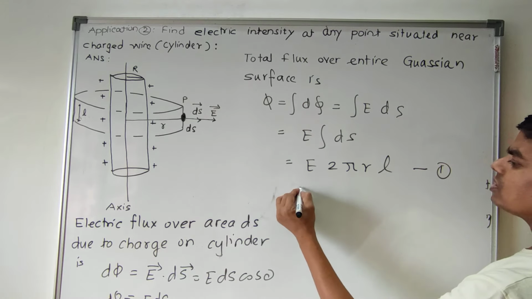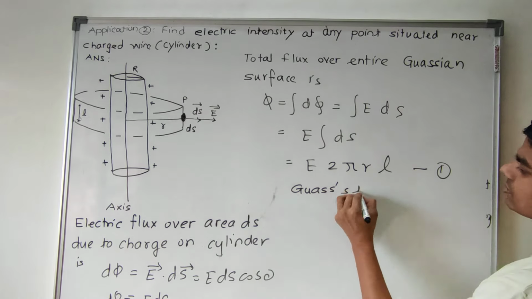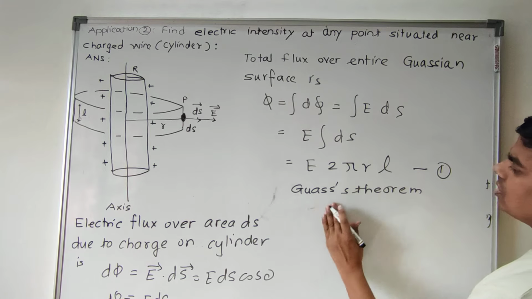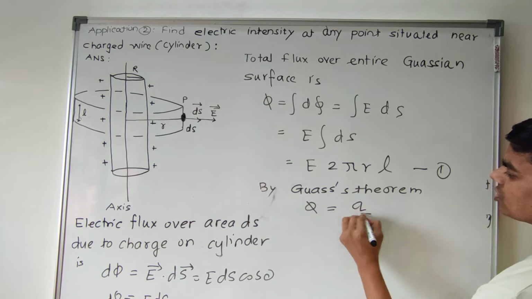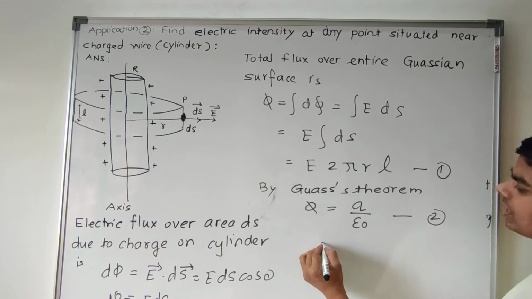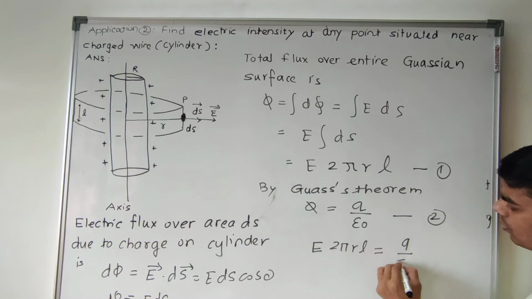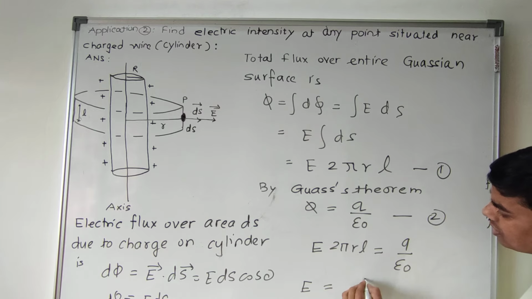But we have to apply Gauss's theorem. And by Gauss's theorem, the electric flux coming out of the cylinder is phi equals total charge upon permittivity, Q upon epsilon 0. This is equation 2. So equating 1 and 2 we get E into 2 pi r L is equal to Q upon epsilon 0. So the electric intensity at any point situated near a charged cylinder is E equals Q upon 2 pi r L epsilon 0.